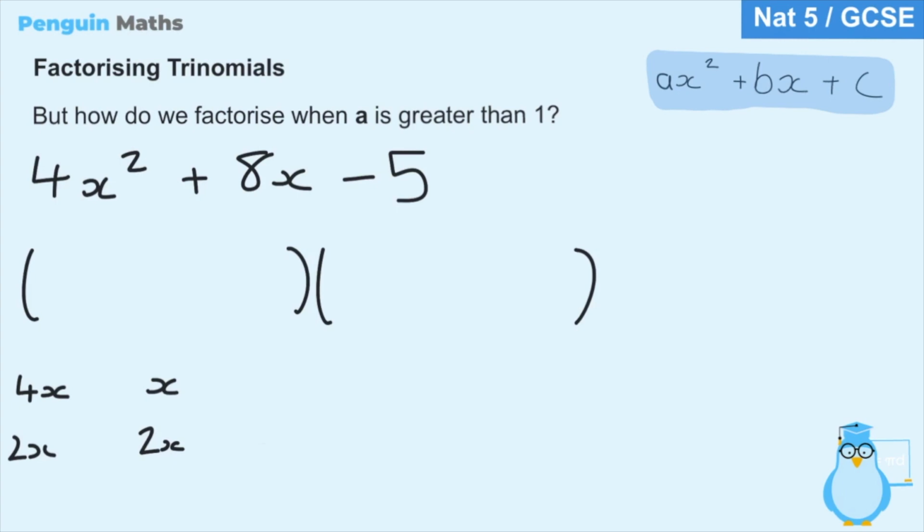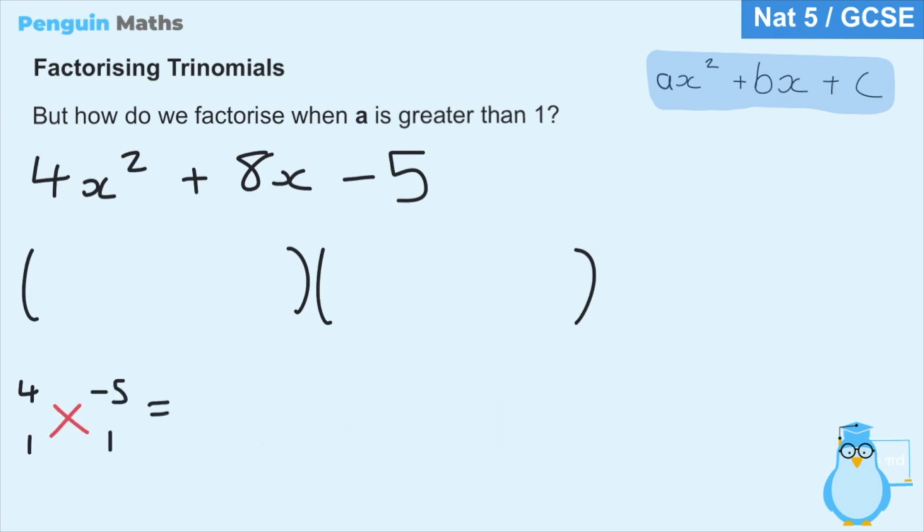And we know that for the last terms, for minus 5, the only two options would be minus 5 and 1, or minus 1 and 5. And again, the order for these last terms matters as well. So another possible combination would be 1 and minus 5, and 5 and minus 1. So the order matters for these last two terms.